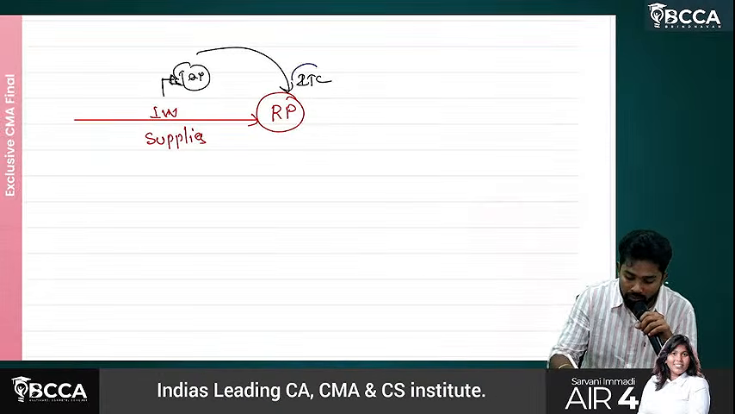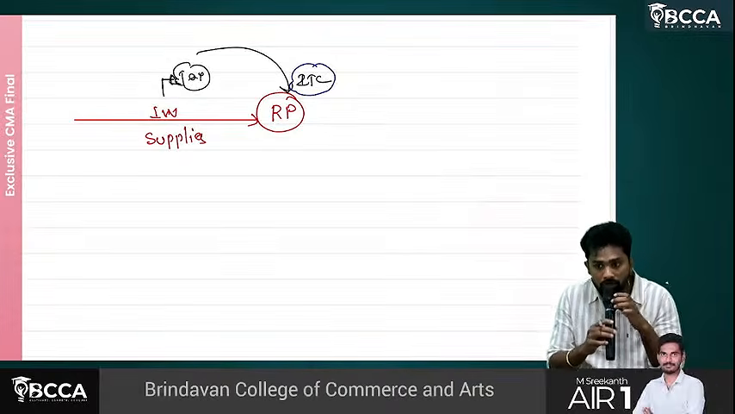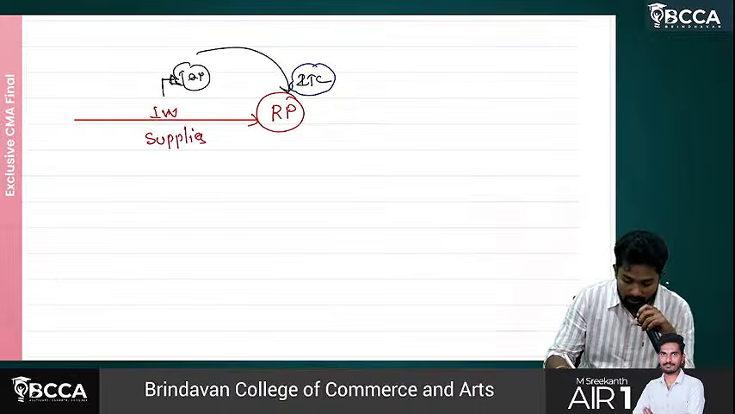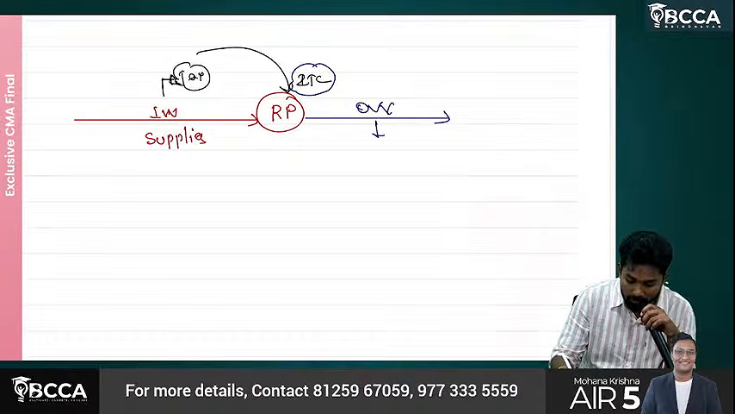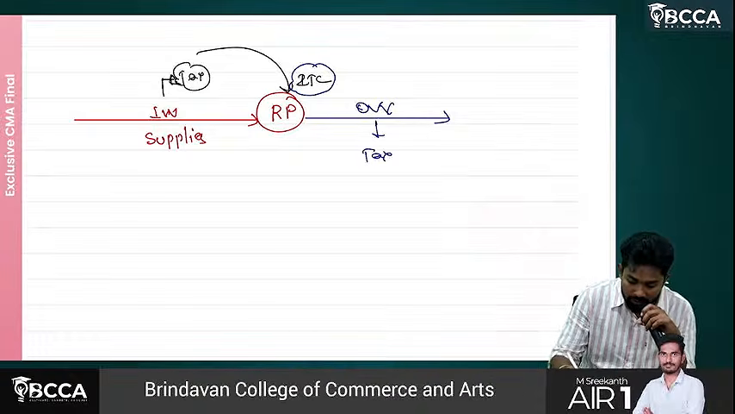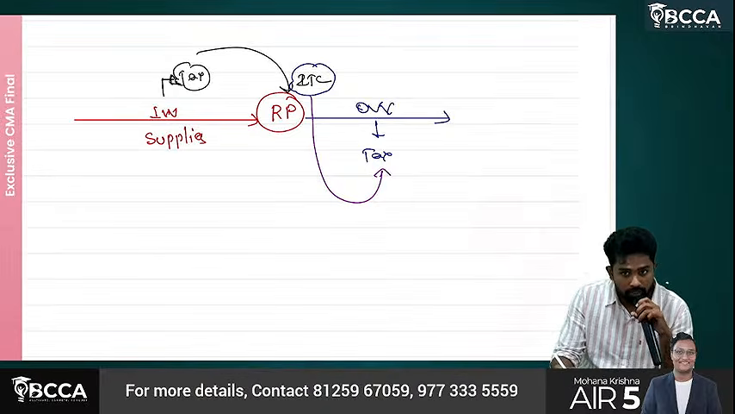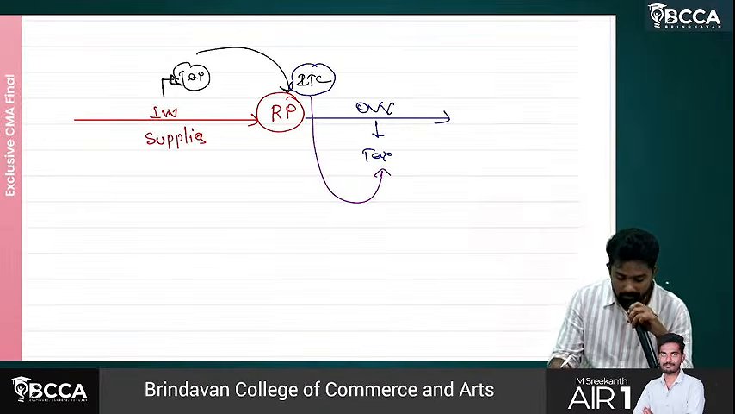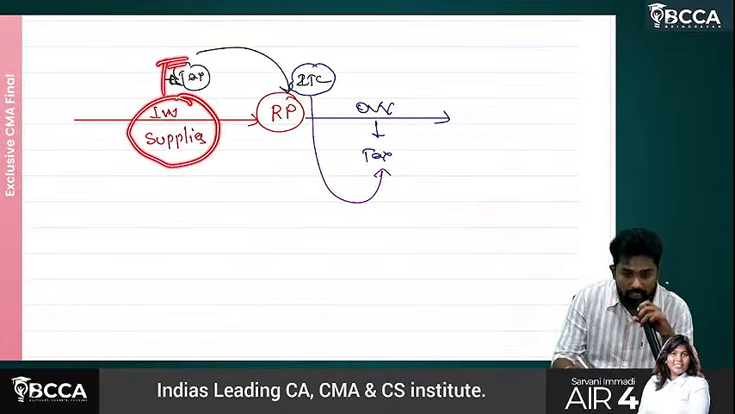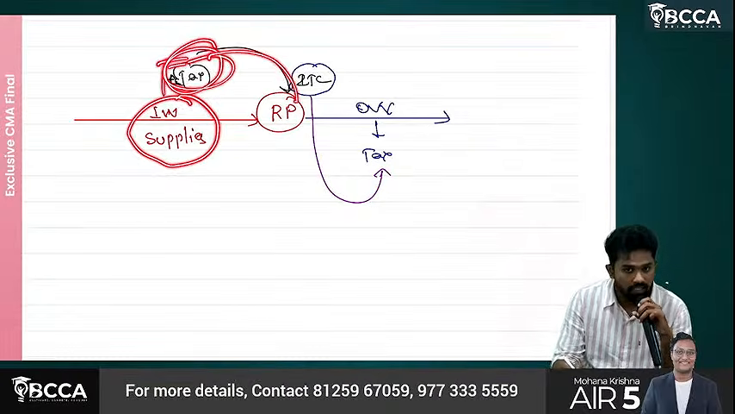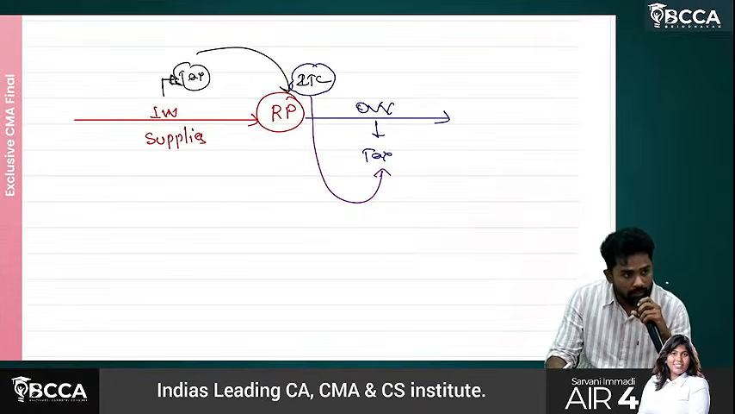Now what to do with this ITC? This ITC can be used to discharge the tax payable on outward supplies. This registered person has outward supplies, and on these outward supplies there will be tax. To discharge the tax on these outward supplies, ITC can be used. So on inward supplies, whatever is the tax element can be availed as ITC, and that ITC can be used to discharge the tax liability on outward supplies.